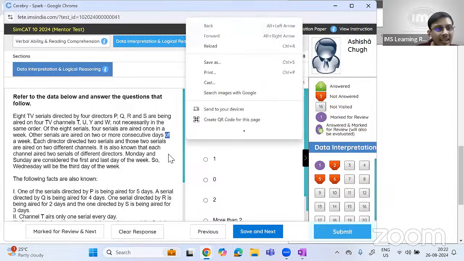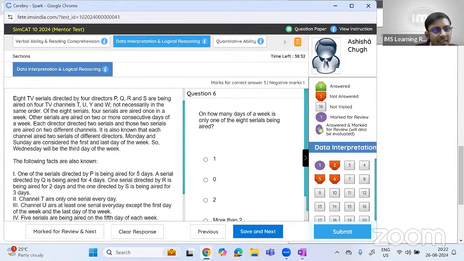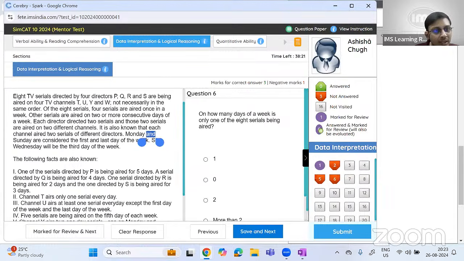Okay, next one: 8 TV serials are directed by 4 directors, P, Q, R, S, and aired on 4 TV channels. Okay, 4 directors, 4 channels, 8 serials. The channels are T, U, V, W, not necessarily in the same order. Out of the 8 serials, 4 are aired once in a week, and the other 4 are aired on 2 or more consecutive days. Okay, consecutive is important.